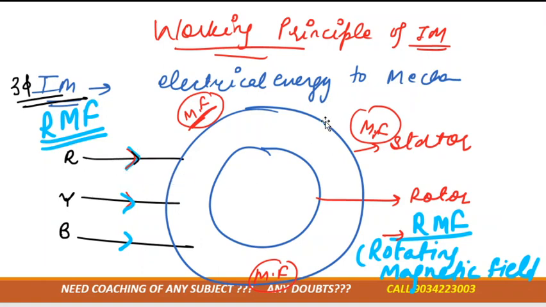Now see, this is the stator on which the rotating magnetic field is generated, but the rotor is still stationary, right? The rotor is still stationary and it is not rotating till now. So if there is a stationary conductor in between and the rotating magnetic field is rotating, it will cut the magnetic flux, or not? It will cut the magnetic flux.